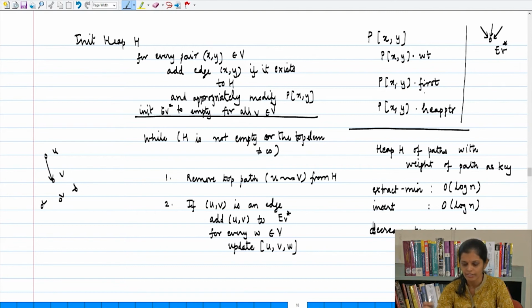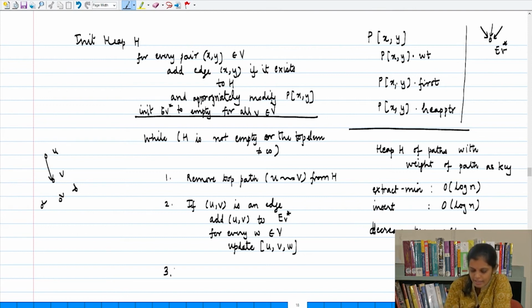In this case, if I do an update to V, because V is now going to be the immediate vertex on the path, then appropriately I will change the heap pointer, right. So this is what update does. We can write down the update exact details, but that is not very important. All of us understand what update does, right.